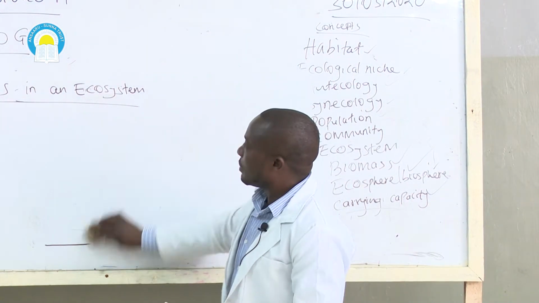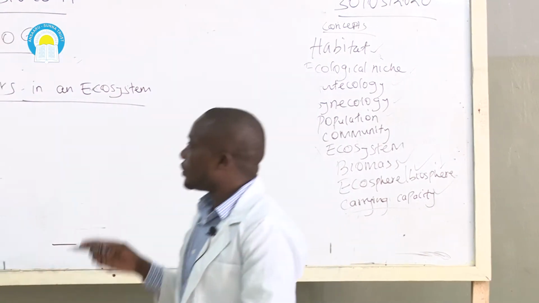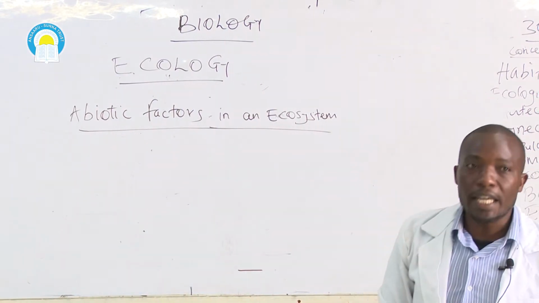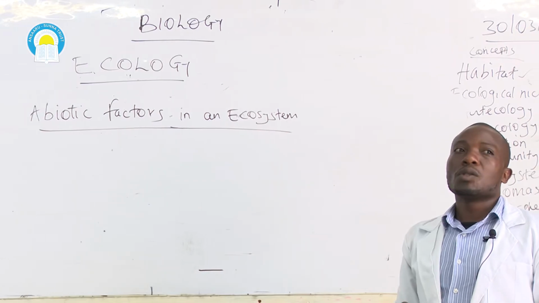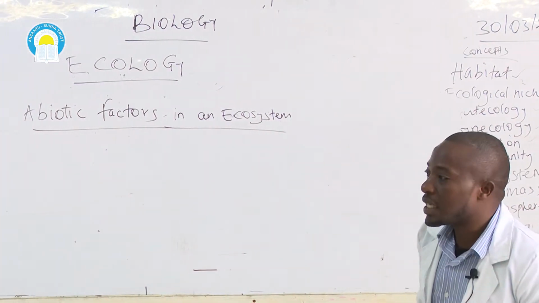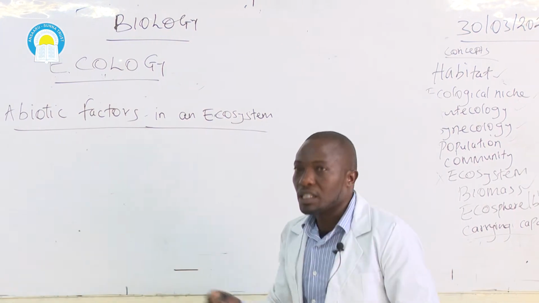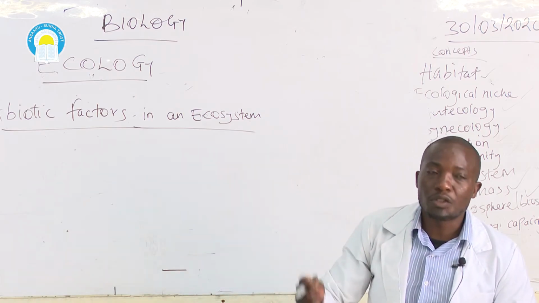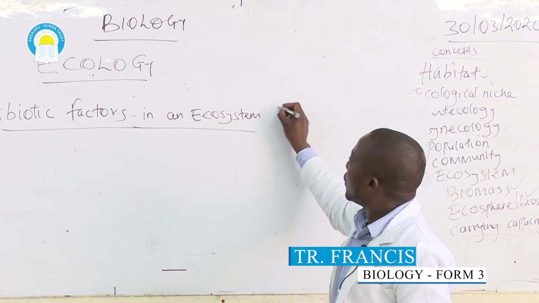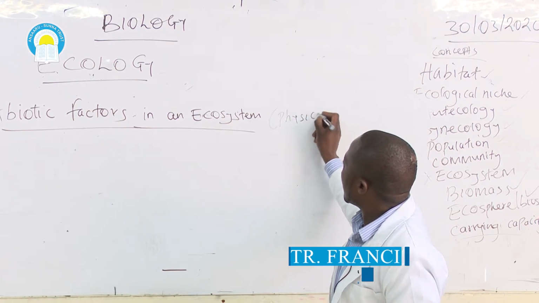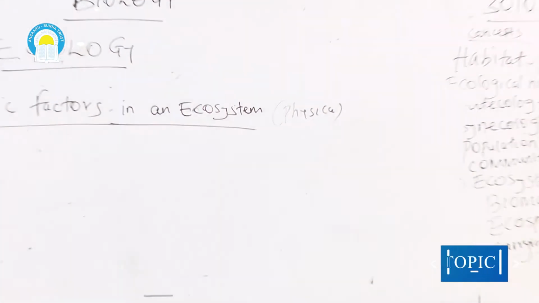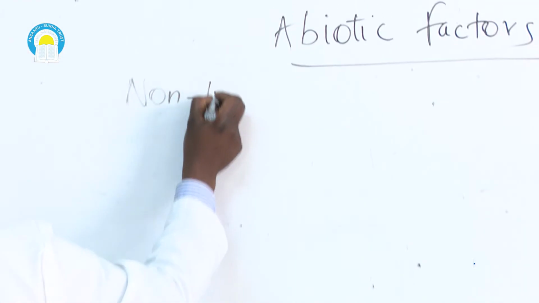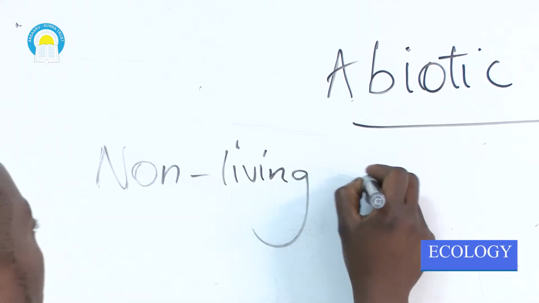Now today we are talking about abiotic factors. We are through with biotic, now abiotic factors. The abiotic factors are physical environmental factors that are not directly interrelated to other living organisms in an ecosystem. Simply, these are non-living environmental factors. They're also called physical factors.